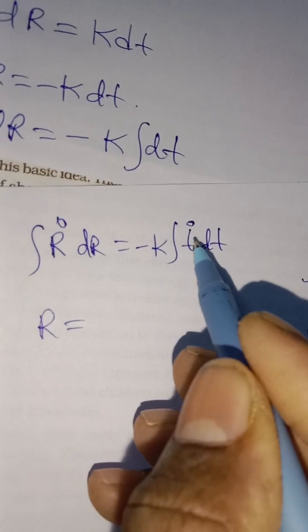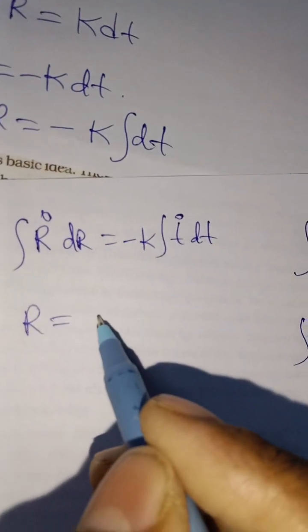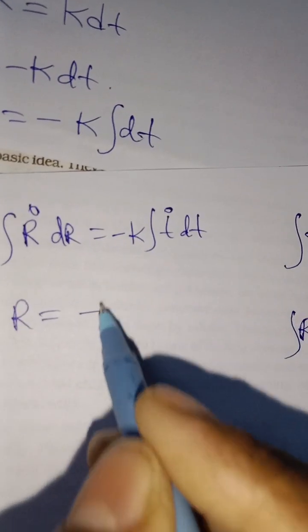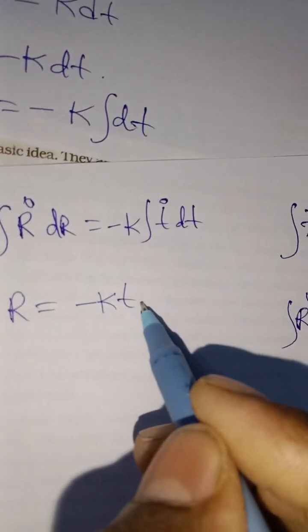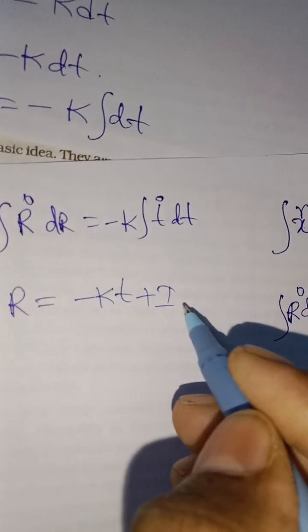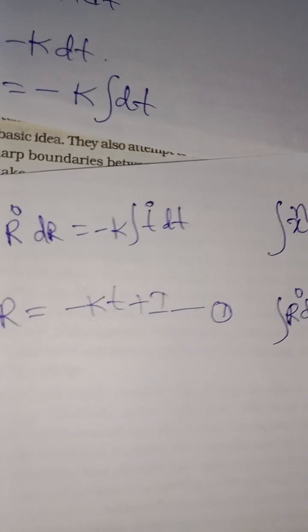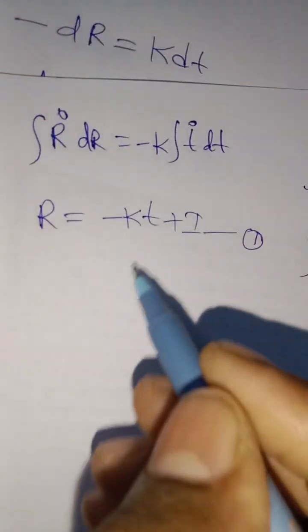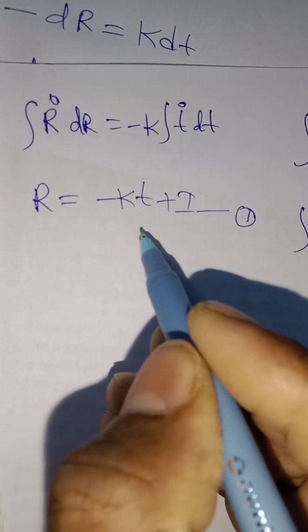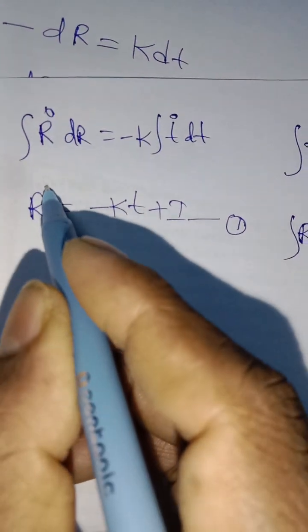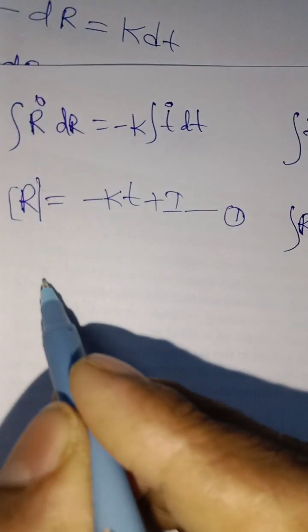Similarly, integration dt means t, so we get minus K into t plus I. Whenever we are doing integration, we have to put the constant called the integration constant. This expression becomes equation 1. Take it as equation 1.